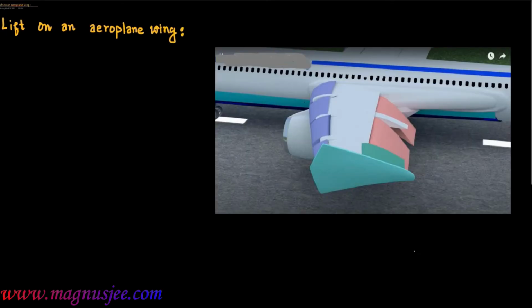Lift on an aeroplane wing. In the diagram, the aeroplane wing is shown. This is the aeroplane wing.